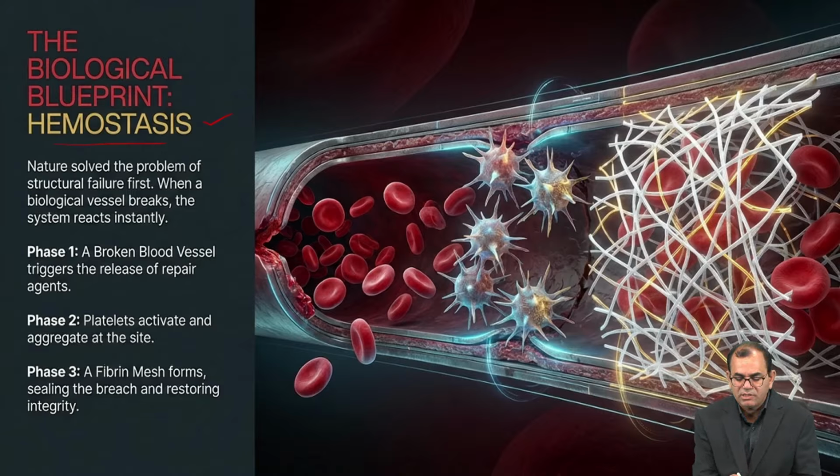So basically here we can see a pictorial representation of a damaged vessel, and how the red blood cells and all are coming out. But over a period of time, there are three steps. A broken blood vessel triggers the release of repair agents, followed by platelet activation and aggregation at the site of the blocked or cut vessel, and then fibrin mesh formation, followed by the sealing of that blood release.